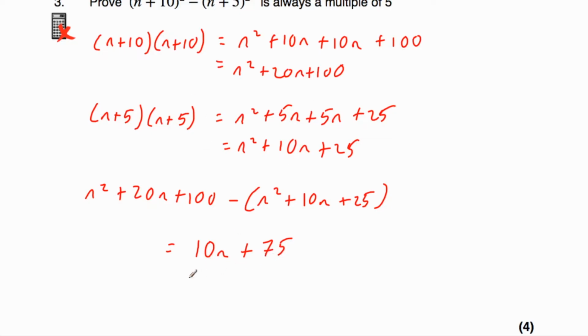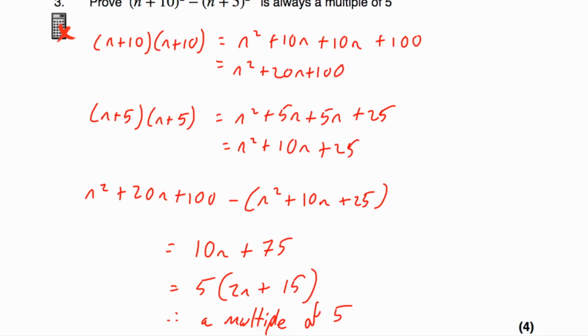Now we want to show that's a multiple of 5. Well, we can take 5 out as a factor, so that's going to be 5 brackets. And then if we divide both of these by 5, we get 2n plus 15. And that means we've got 5 times something, so that means it's a multiple of 5. So let's write that down, therefore. And that's it, so I've just written therefore a multiple of 5.